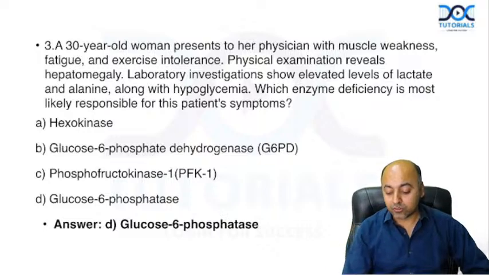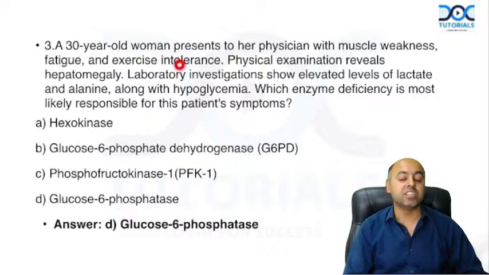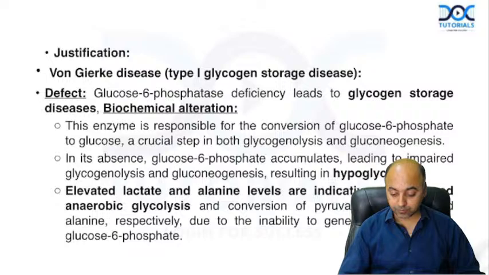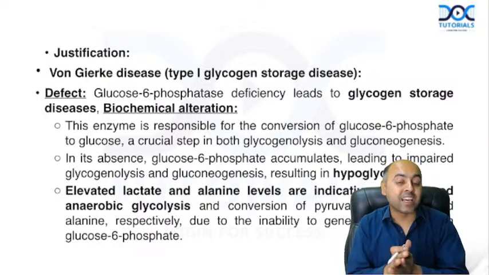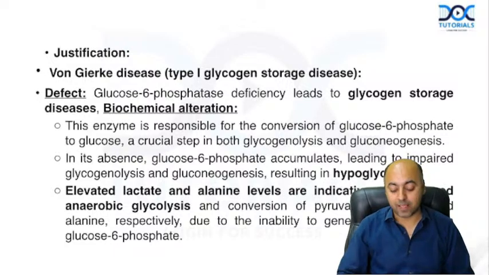So you are left with the answer glucose 6 phosphatase. We are dealing with von Gierke's disease, where you have muscle weakness, fatigue, and exercise intolerance. Glucose 6 phosphatase deficiency leads to von Gierke's disease, and elevated lactate and alanine levels are indicative of increased anaerobic glycolysis and conversion of pyruvate to lactate and alanine due to inability to generate glucose from glucose 6 phosphate, because the glucose 6 phosphatase enzyme is not there.